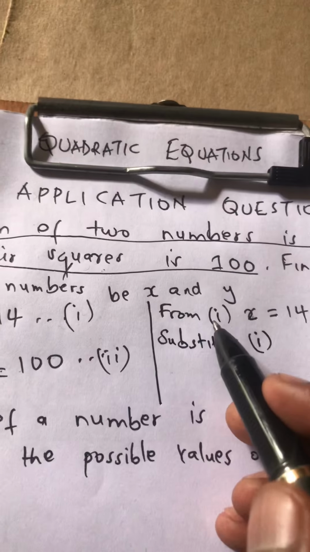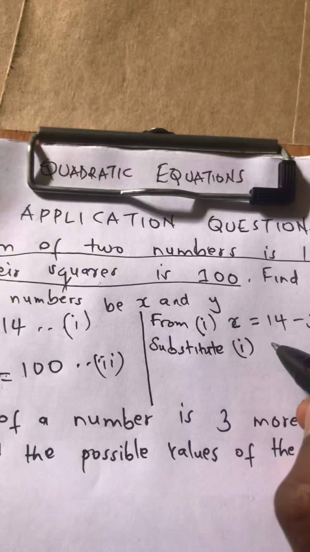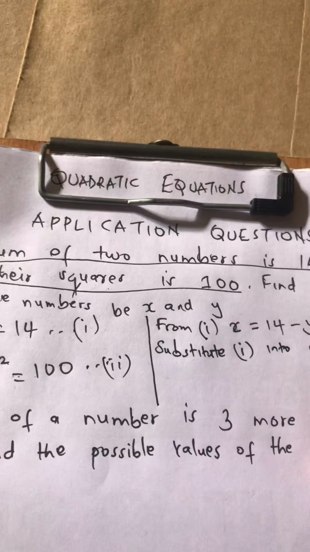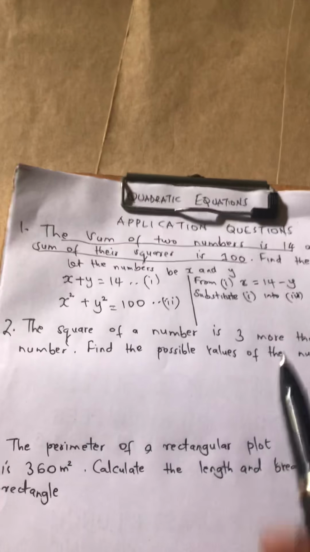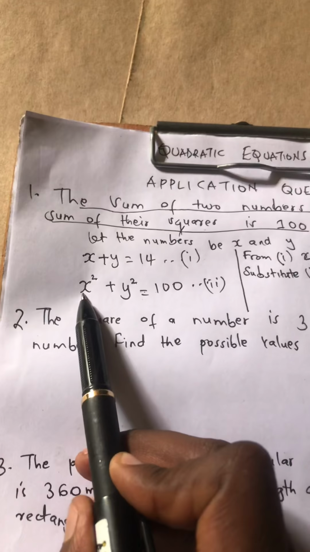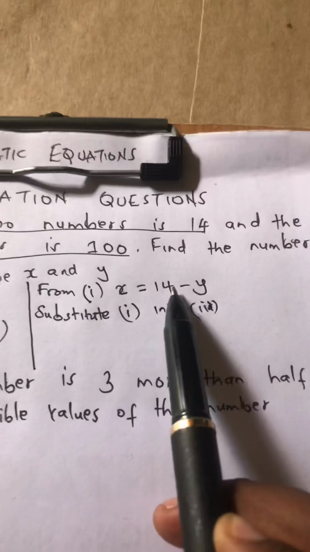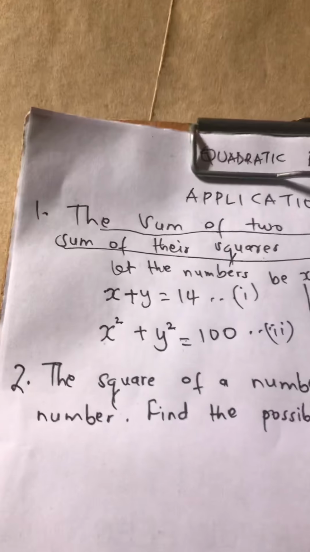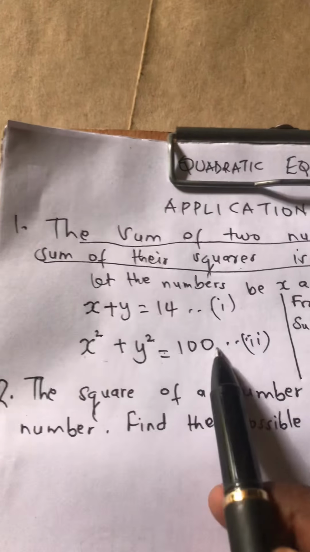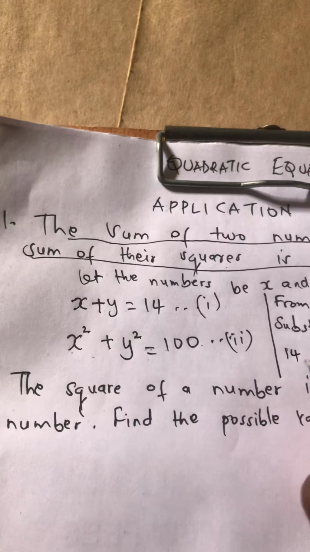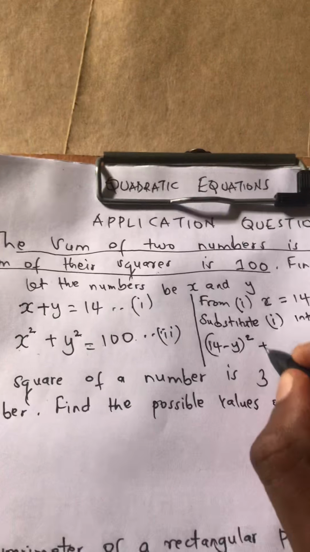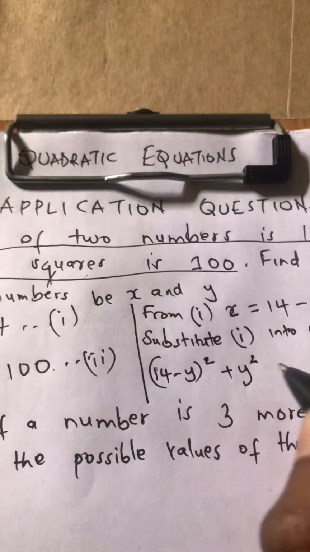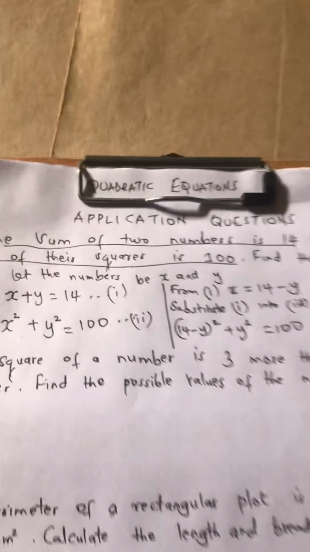this equation 1 into equation 2. Yani mahali kuna x kwa hii equation, nitaweka sasa 14 minus y. Watch and learn. So this equation will be 14 minus y square plus y square is equals to 100.